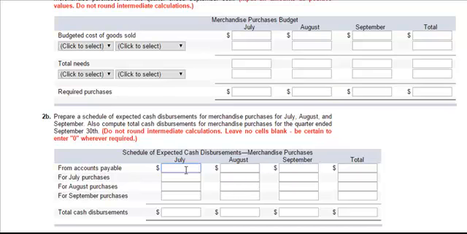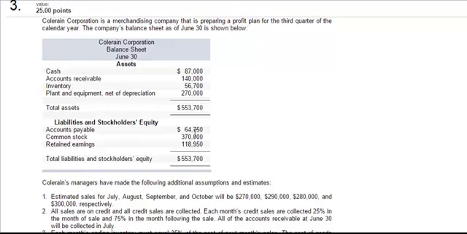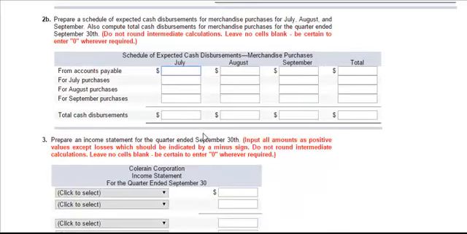And don't forget too to grab the accounts payable balance from the June 30th balance sheet, which in this problem is $64,750, and that amount will go here in the July column as the cash disbursements in July for paying off that accounts payable balance as of June 30th.